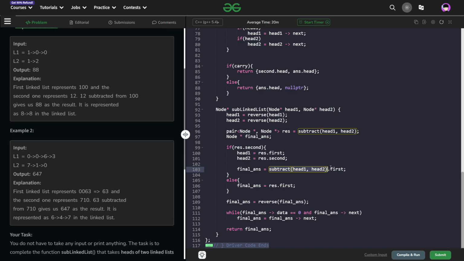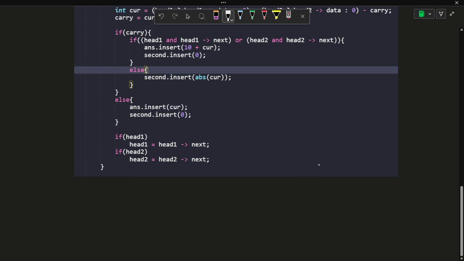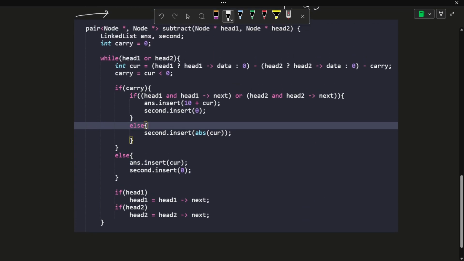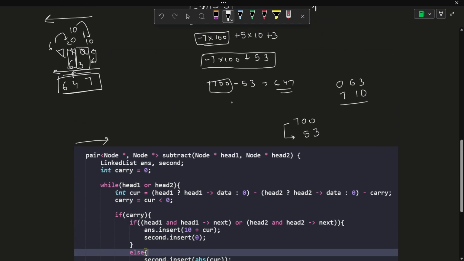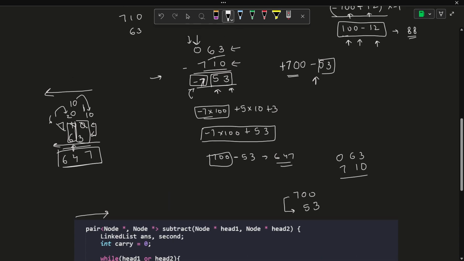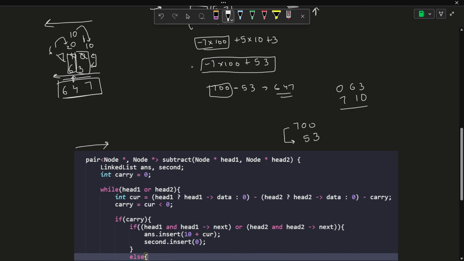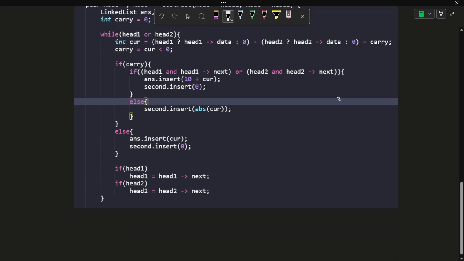So now let me give you a dry run so that it is much easier for you to understand this particular part. Otherwise, you might get confused from here. Let me take these two numbers. The first number is 63 and the second number is 710, right? If I write 63 in reverse order, it is going to be 36 and 710 is 017, right? So I can append a 0 after it to make them both equal number of digits.